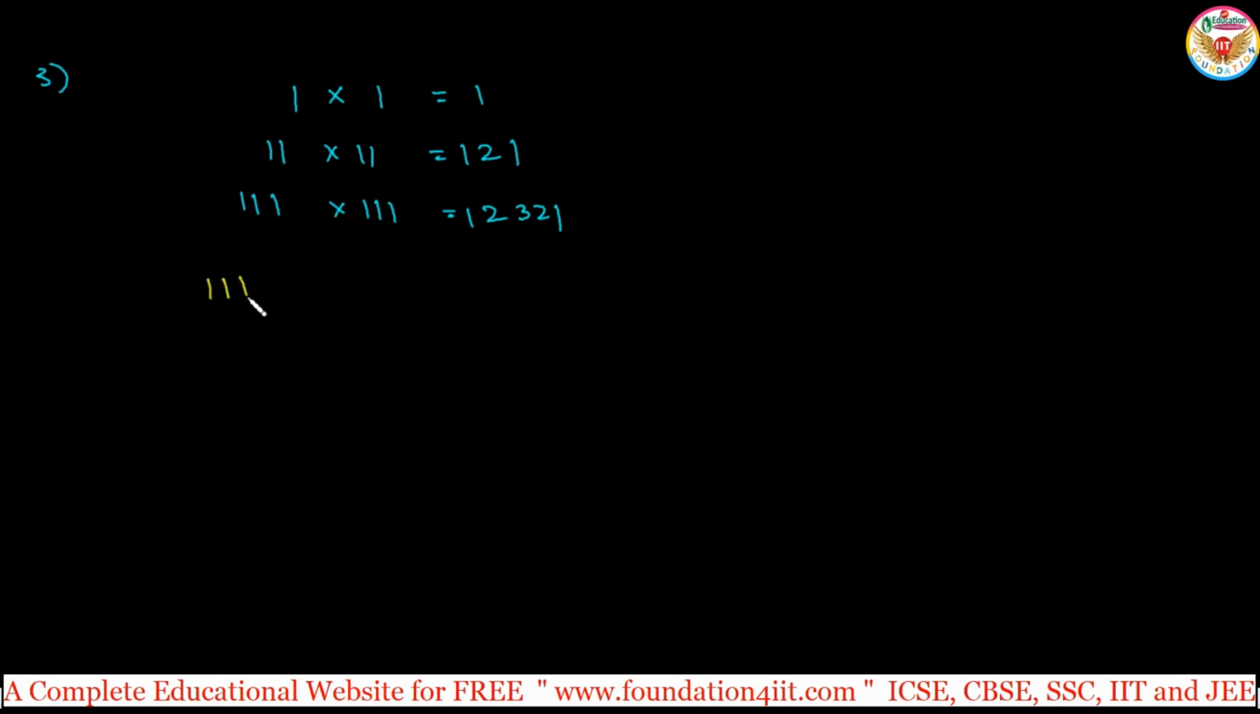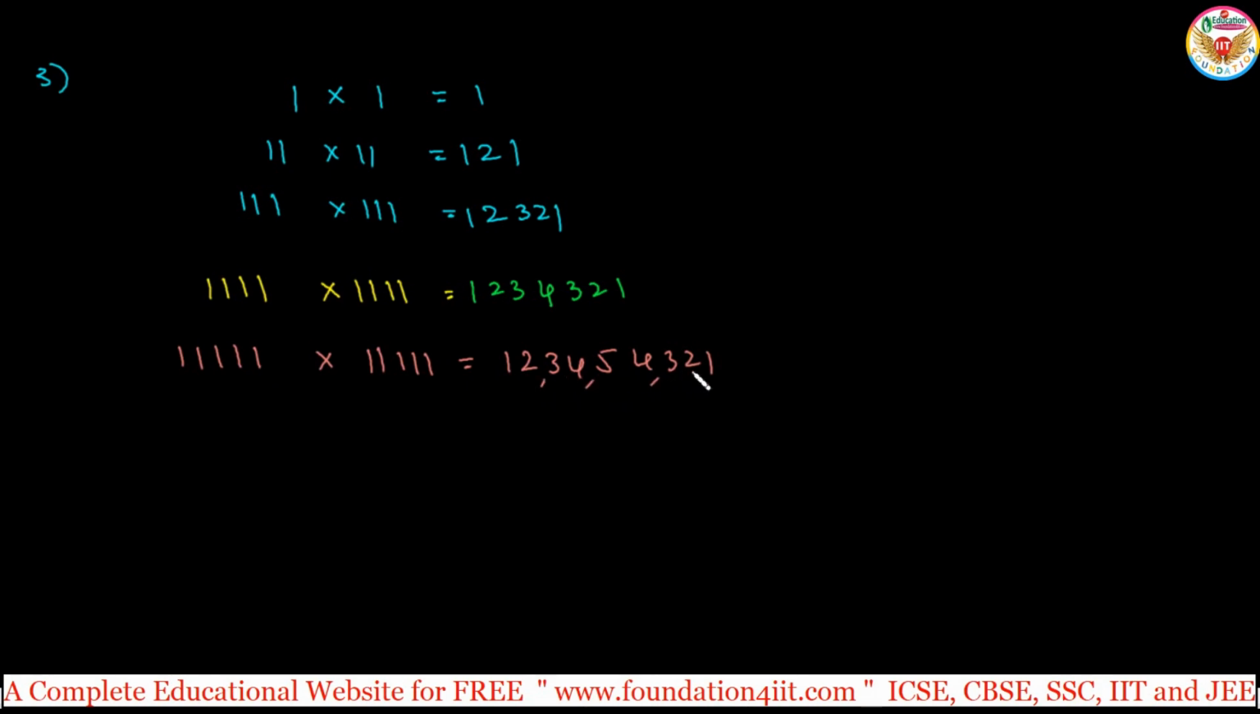Similarly, 1,111 into 1,111. 4 ones, right? So that is 1, 2, 3, 4, again decreasing from 4. This answer is exactly equal to this. You can multiply and check. Same way, 5 ones, that means 11,111 into 11,111. 5 ones, no? So the answer must be up to 1, 2, 3, 4, 5, again 4, 3, 2, 1. That is 12 crores, 34 lakhs, 54,321. Not considering commas, just the series is this.